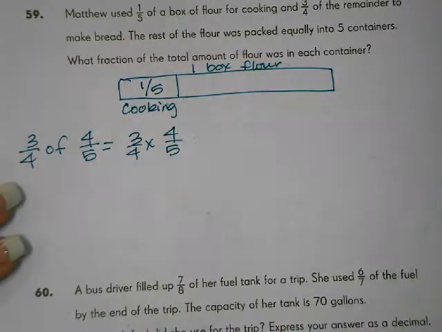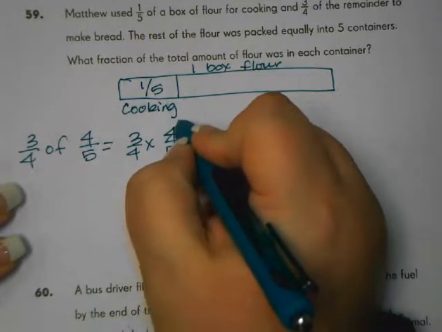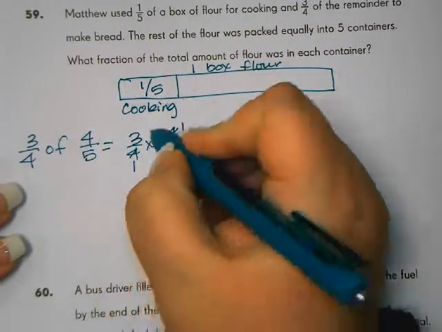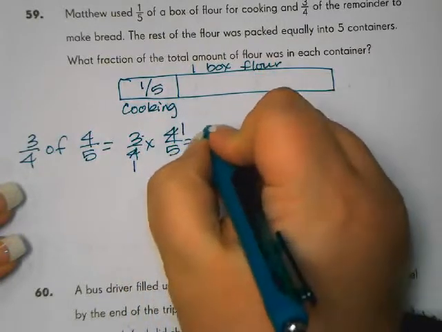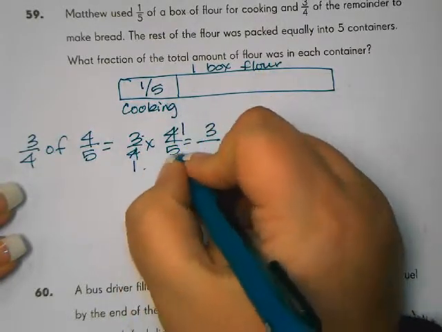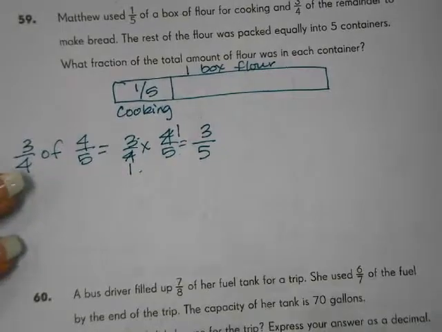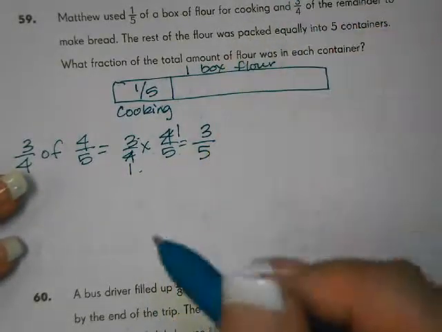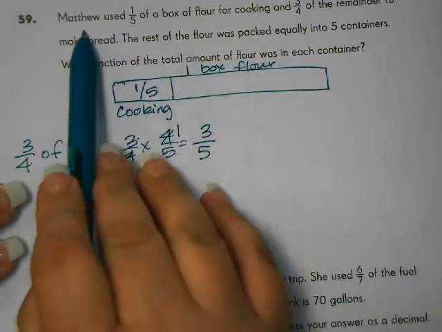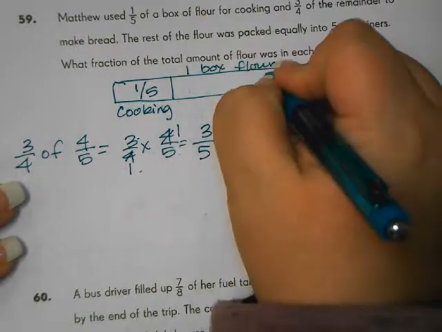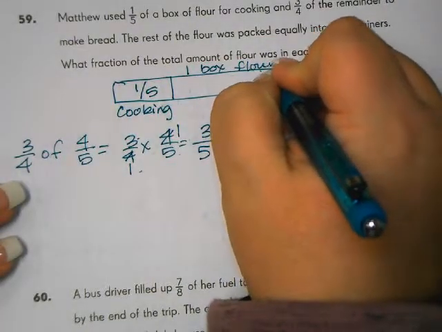I can do a little bit of simplifying before I even jump in. These 4s are going to cancel out. 4 divided by 4 is 1. 4 divided by 4 is 1. 1 times 3 is 3. 1 times 5 is 5. Okay, so it looks like they used 3/5, 3/4 of the remainder to make bread. So 3/5 of it was for bread.